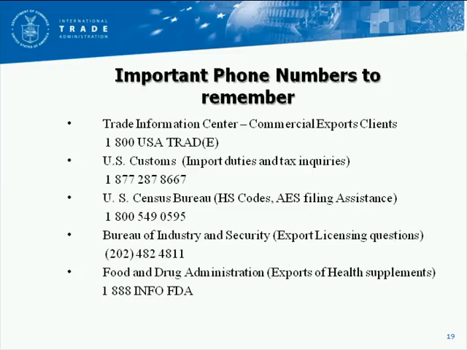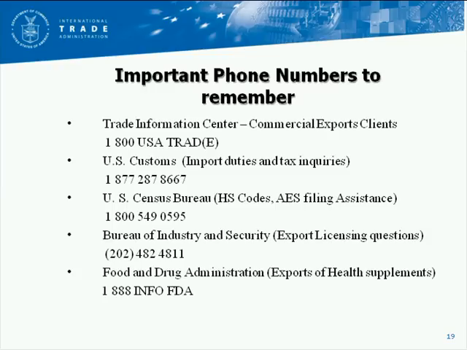They also help you with automated export shipment filing as well. For export licensing questions, Bureau of Industry and Security, 202-482-4811. Of course, we will make this presentation available online and we'll email it to you as well. So you don't necessarily have to write all this down, but these resources are available.